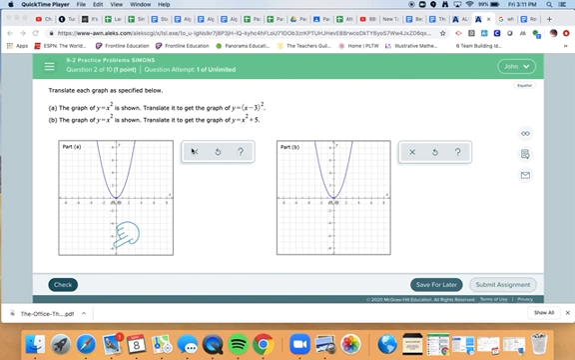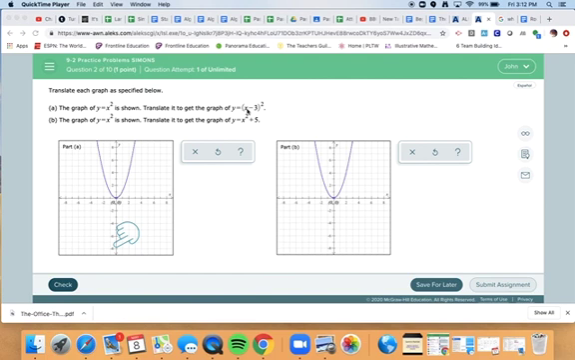We've got this one right here that shows the graph of y equals x squared. All right, so that's this right here. Translate it to get the graph of y equals the quantity x minus 3 squared. So you have to be able to look at this and recognize that when it's inside the parentheses with the x term, that's that x minus h form that we were talking about. And so that is going to move it to the left or to the right.